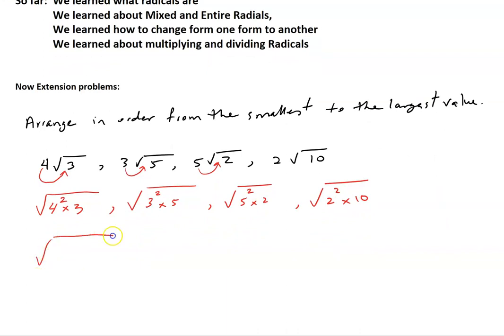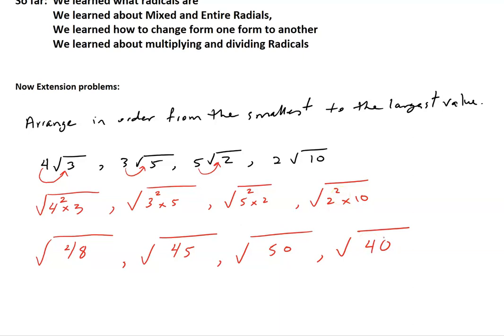So this is now 16 times 3, that's 48, that's root 48. Next one, 9 times 5, 45. Next one, 25 times 2 is 50. Next one, 2 squared times 10 is 40.